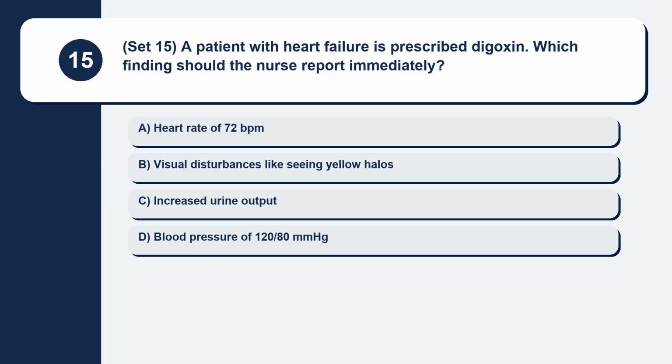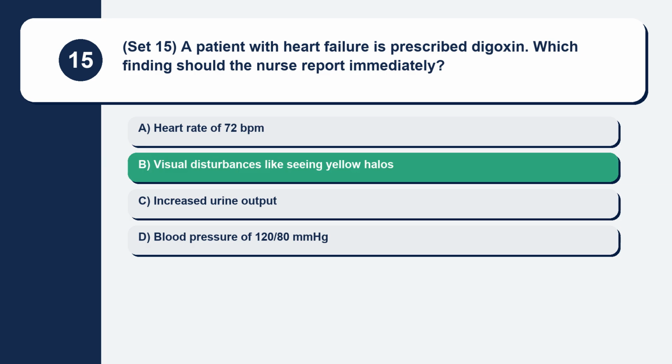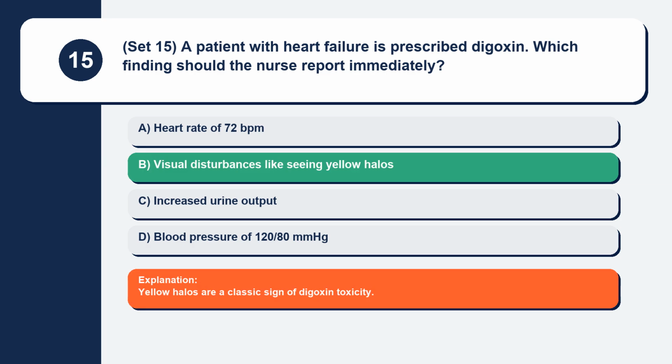Question 15. Set 15. A patient with heart failure is prescribed digoxin. Which finding should the nurse report immediately? Heart rate of 72 bpm, visual disturbances like seeing yellow halos, increased urine output, blood pressure of 120/80 mmHg. Yellow halos are a classic sign of digoxin toxicity.